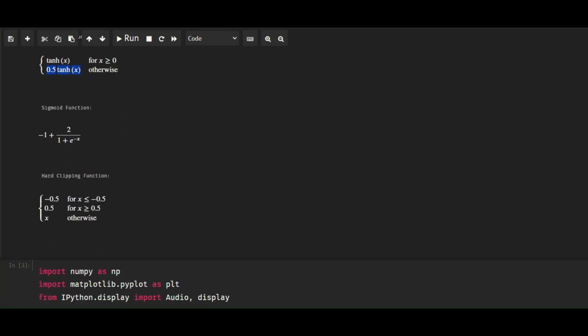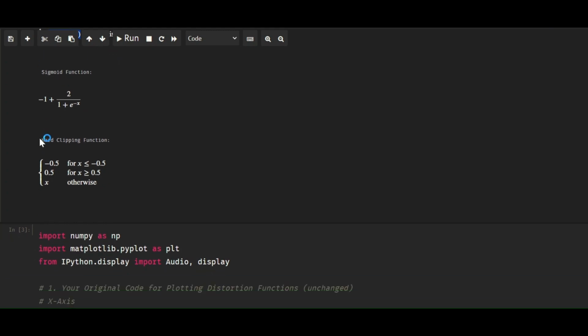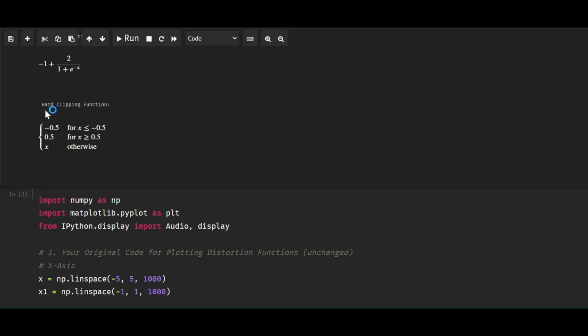Sigmoid function is a classic S-curve, very commonly used in machine learning and artificial intelligence, artificial neural networks. And I'll also use this for the distortion effect. And lastly, there's a hard clipping circuit, which is going to hard clip the signal whenever it crosses 0.5 on the positive side and minus 0.5 on the negative side. So it's a hard clipper on both sides. As far as capturing of functions is concerned, it is correct.